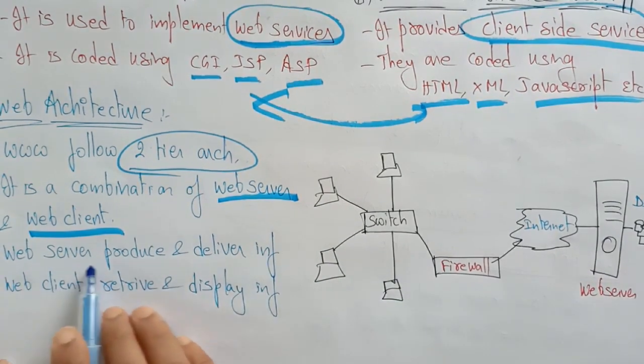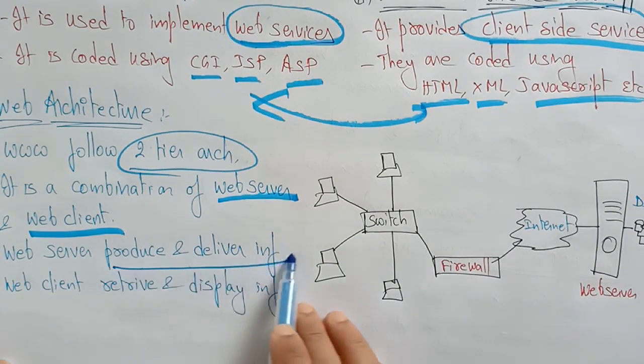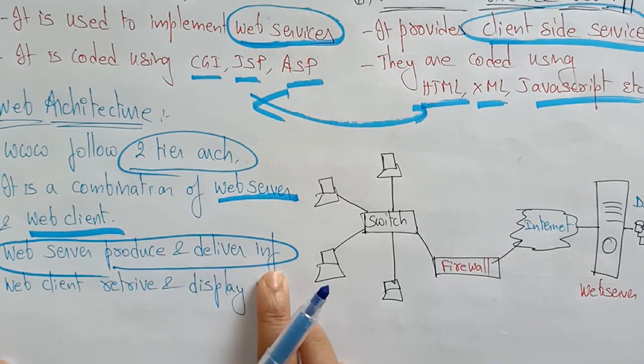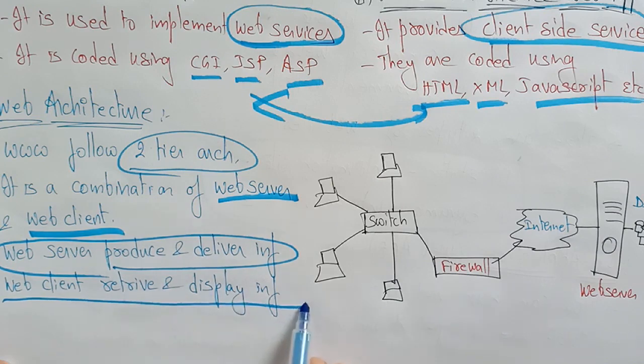The web server produces and delivers the information. What is the role of the web server? It produces and delivers the information, whereas a web client retrieves and displays the information. The web client just retrieves and displays whatever information the server has provided.